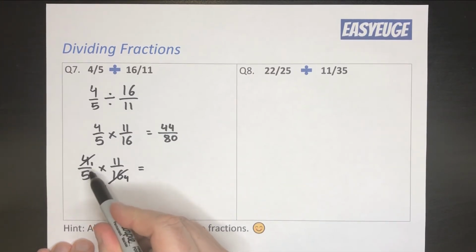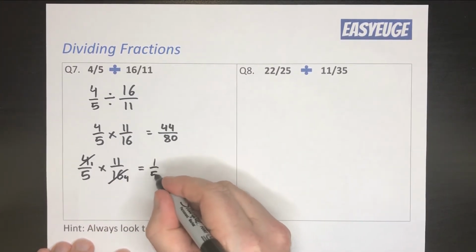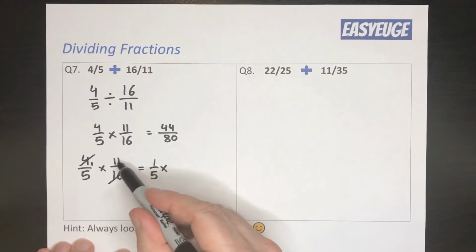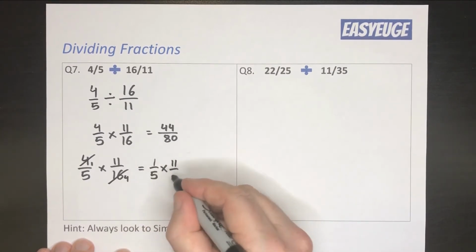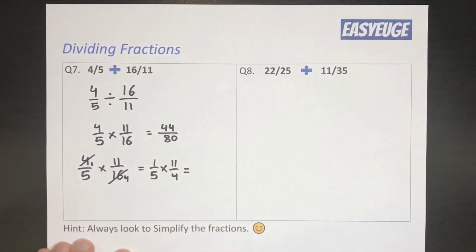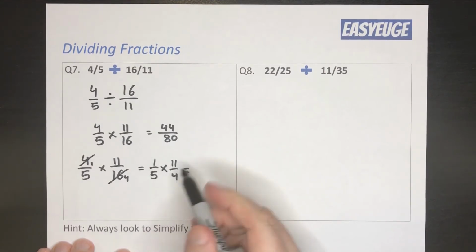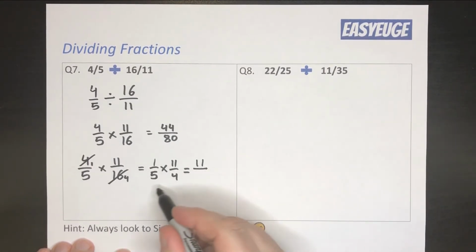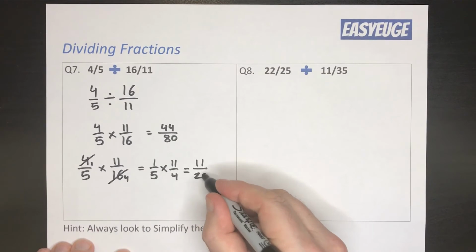That's going to be 1 over 5 multiplied by 11 over 4. And that's nice and simple, as 1 times 11 is 11 and 5 4s are 20.